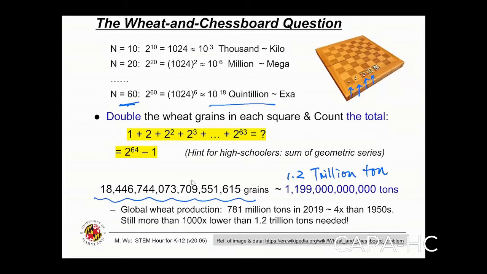And how large is this number? Even in today's technology and agriculture, we still do not have even 1 billion tons of grain to add up all the wheat productions and plantations in the world. And this is still more than 1,000 times lower than what you will need to fill up this checkerboard. So you can see that with many bits, you can represent a really large number.